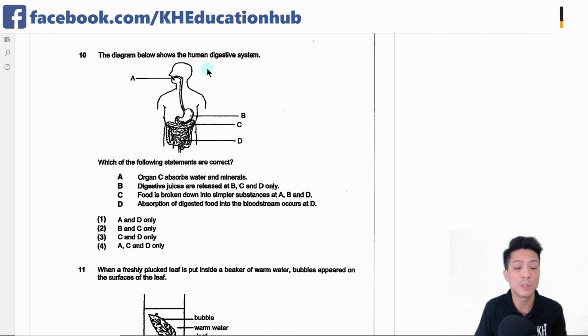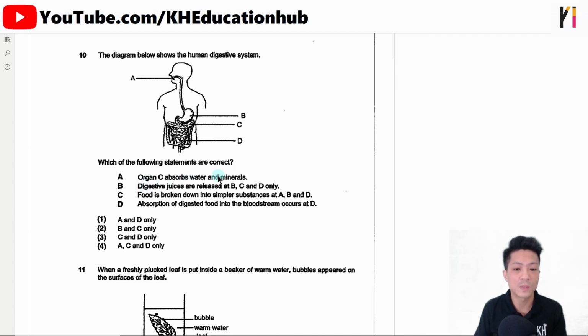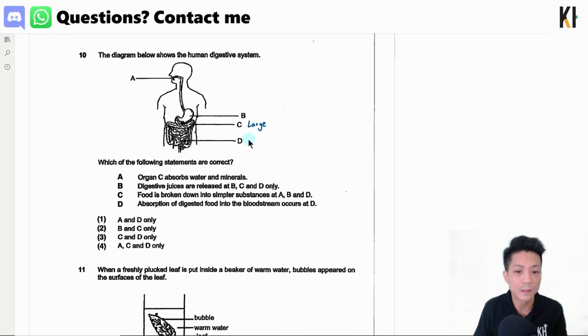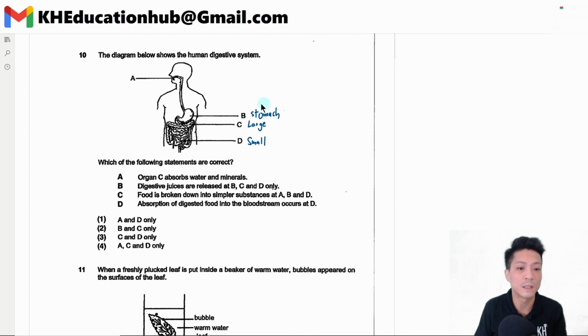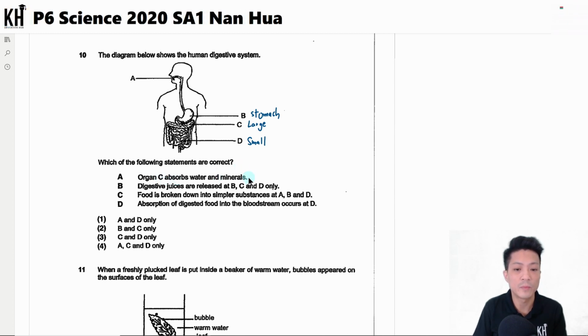Question 10. The diagram below shows the human digestive system. Which of the following statements are correct? Organ C absorbs water and minerals. Organ C is pointing to the large intestine. Organ D looks like it's pointing to the small intestine. B is the stomach, and A is the mouth. So organ C absorbs water and minerals. Yep, that's what the large intestine does.